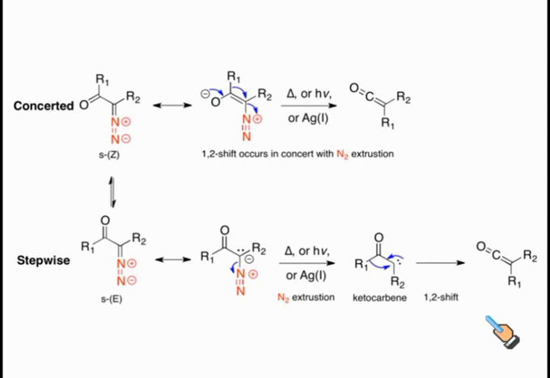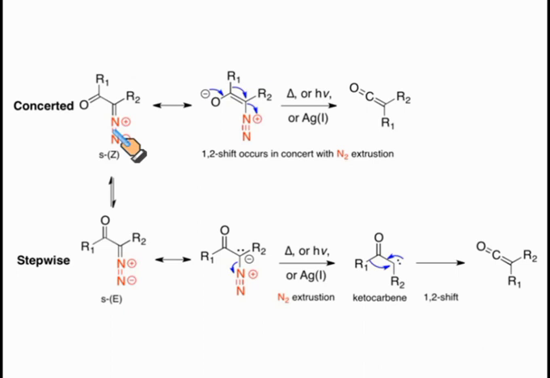Now the conversion from alpha diazoketone to ketene is called the Wolff rearrangement, and the process takes place either by the concerted pathway or by the stepwise pathway depending upon the configuration of the alpha diazoketone. When the alpha diazoketone has the S-Z configuration, it follows the concerted pathway, and when it is S-E configuration, it follows the stepwise pathway.